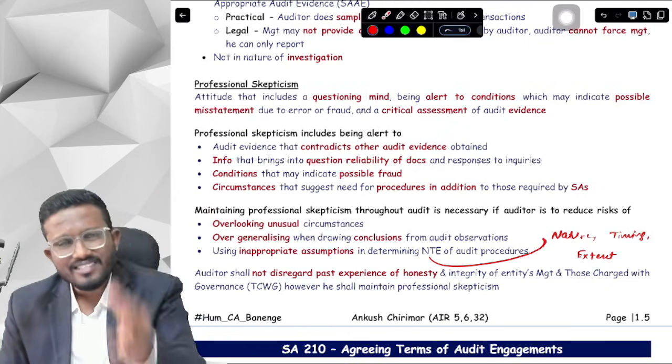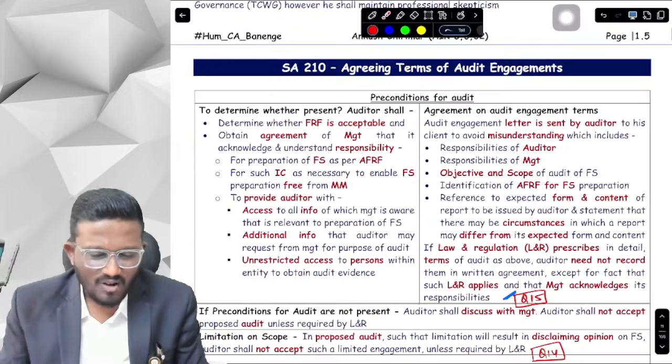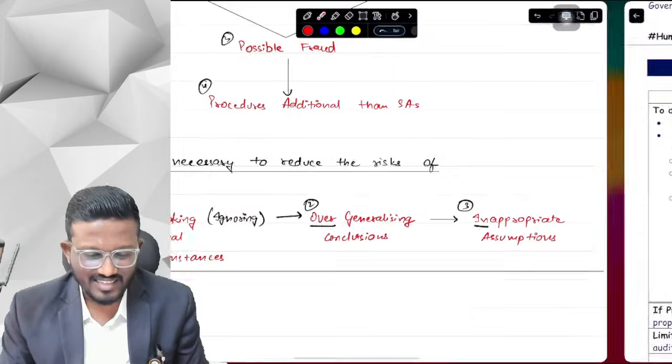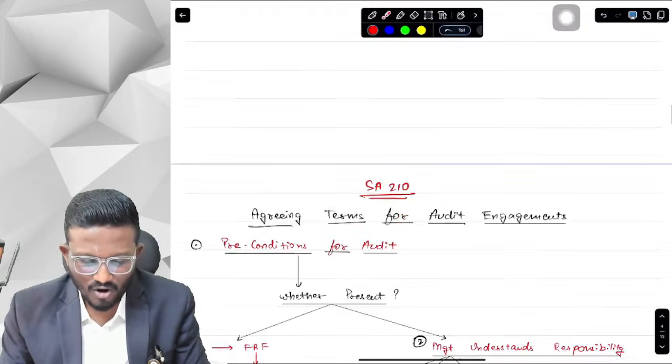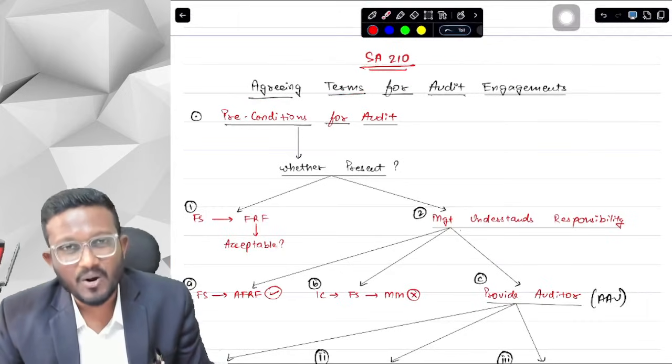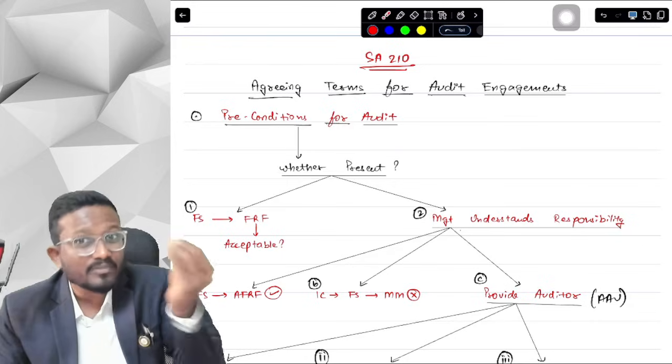Okay, yes sir, this was our essay 200. Now let's move to our essay 210. What does essay 210 say, sir? It says about agreeing the terms of audit engagement. Before starting our audit, we need to agree the terms of the audit engagement.